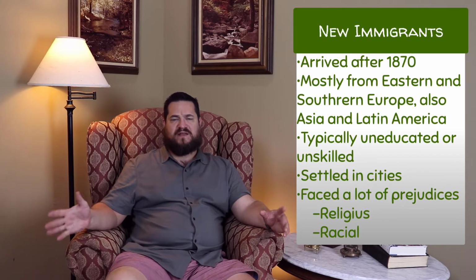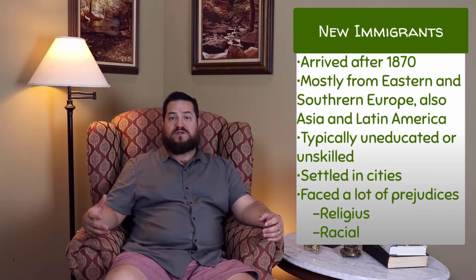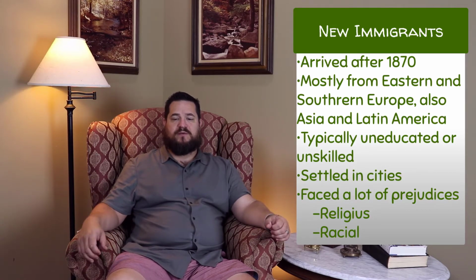Now that you know what an old immigrant was, let's talk about new immigrants. Who are the new immigrants? They typically arrived after 1870, from about 1870 to about 1920 or so. Mostly came from Eastern and Southern Europe, although there were also some Asian immigrants that showed up, as well as some Latin American immigrants that showed up. They typically were unskilled and uneducated when they got here. Most of them settled in cities.